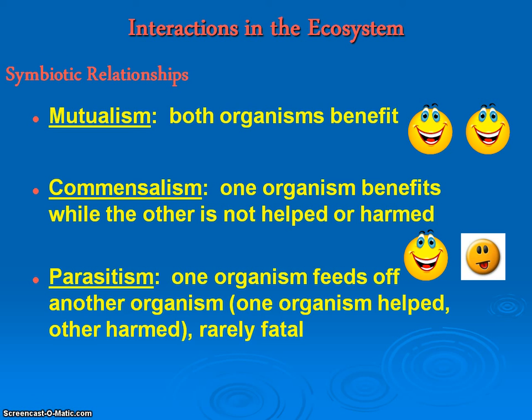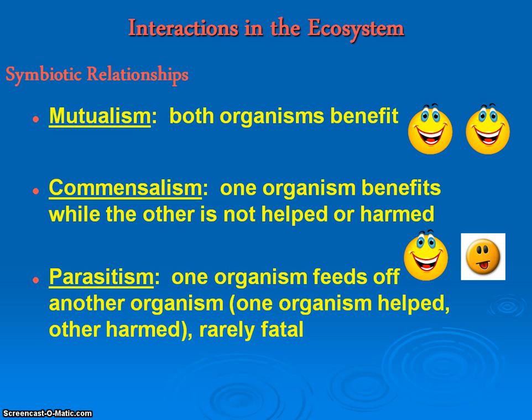For example, ticks and mosquitoes: those are parasitic relationships when they interact with animals out in a habitat or in an environment. The animals aren't necessarily going to die, or the interaction is not going to be fatal. The ticks get a food supply, the animals do get harmed, but they usually tend to live through it.